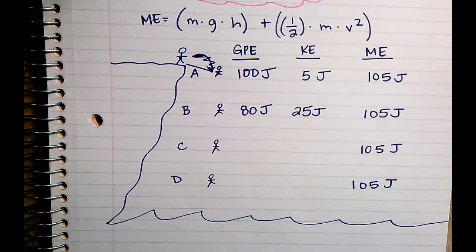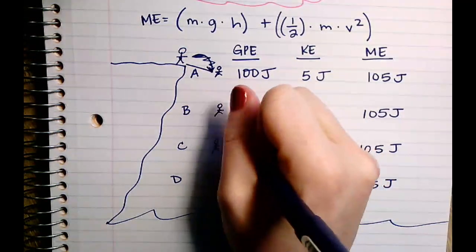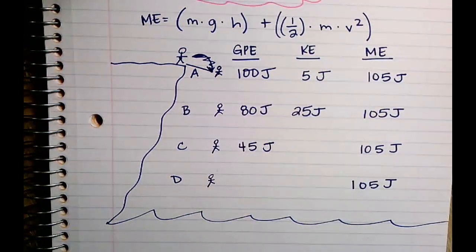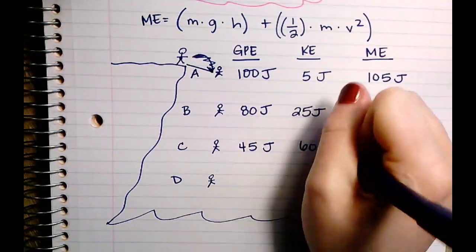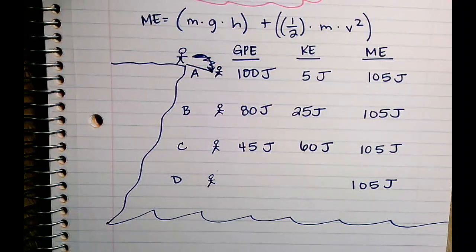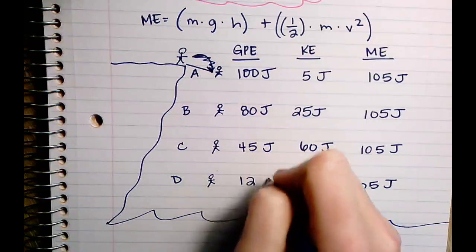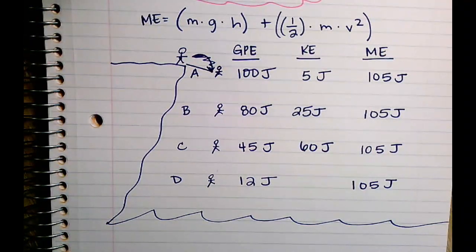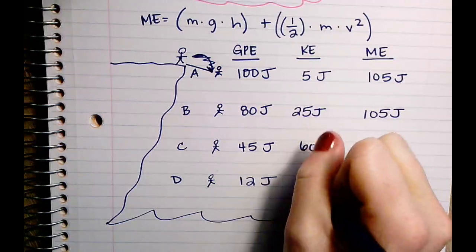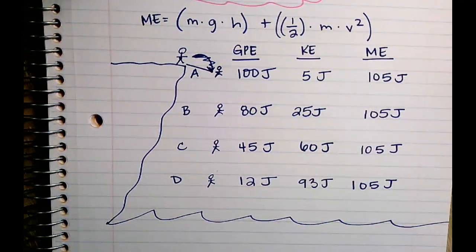Let's say down here he is at 45 joules. So you would do the 105 minus the 45, and you would know that that would be 60 joules. So he's picking up kinetic because he's going faster, but he's lowering his GPE because he's closer to the ground. And then let's say that here it is 12 joules. We would do the 105 minus the 12, and we would get that it's 93 joules of kinetic. So this is just a little bit of an example.